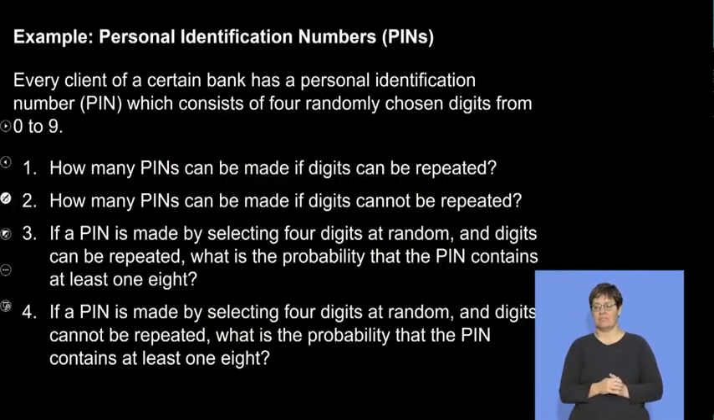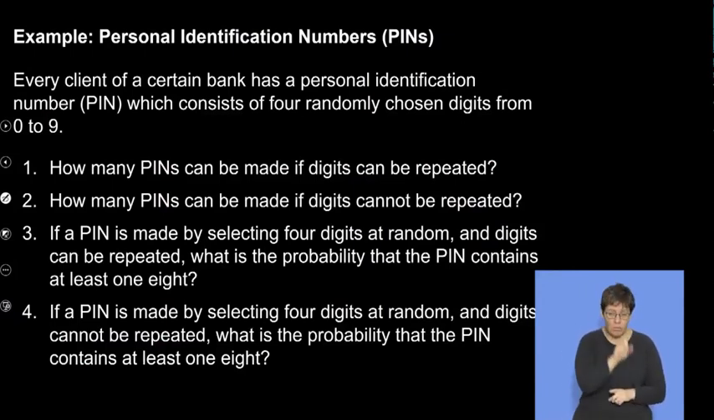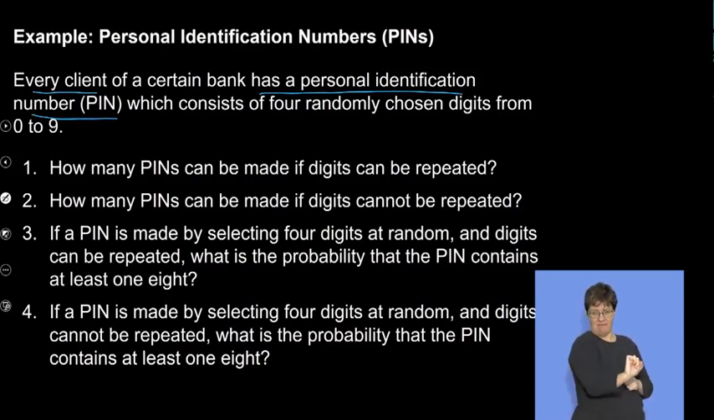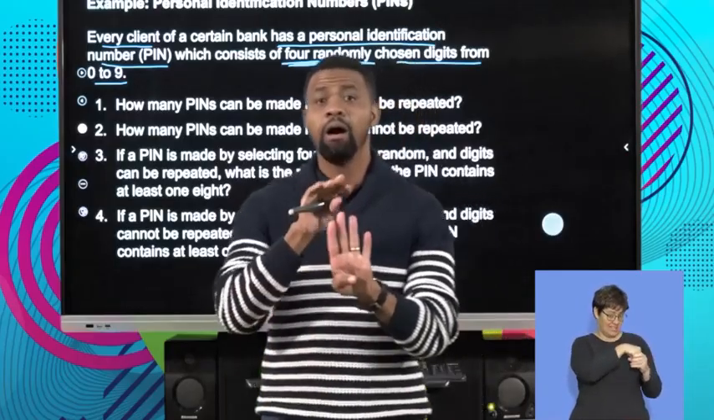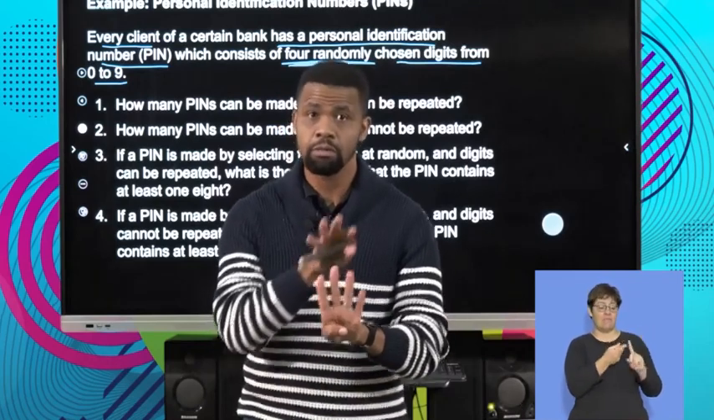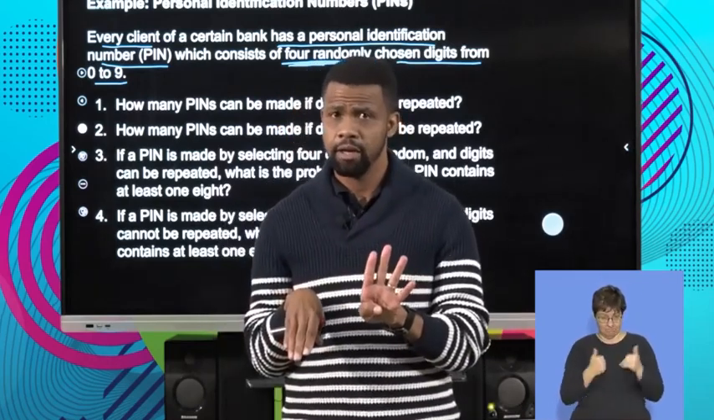Okay, so there is a problem. I encourage you to read the question very carefully and really understand that before you look at the questions. Every client of a certain bank has a personal identification number, called a PIN, which consists of 4 random digits, very important, chosen from 0 to 9. Make sure you understand the question. We're talking about a 4-digit PIN, but those digits are chosen from 0 to 9. Are we together? Makes sense.